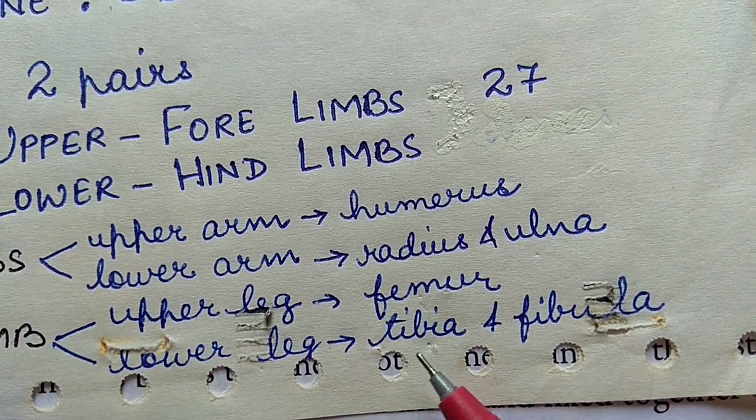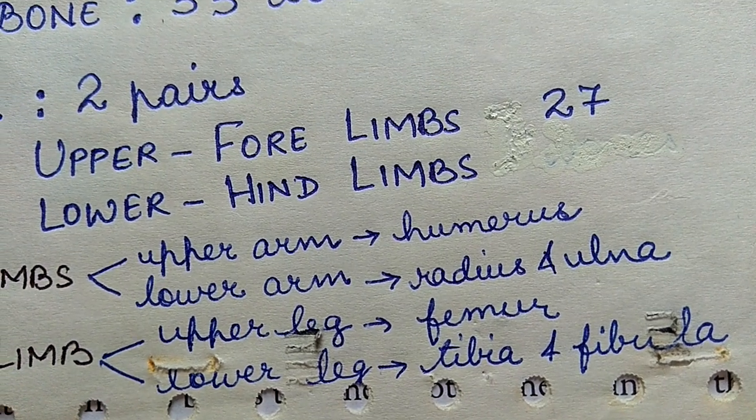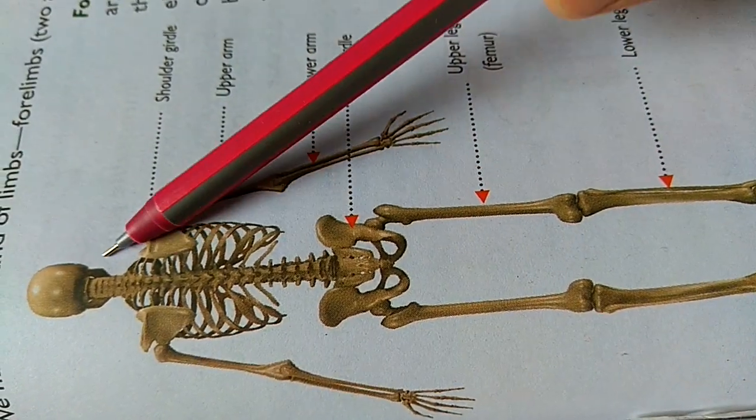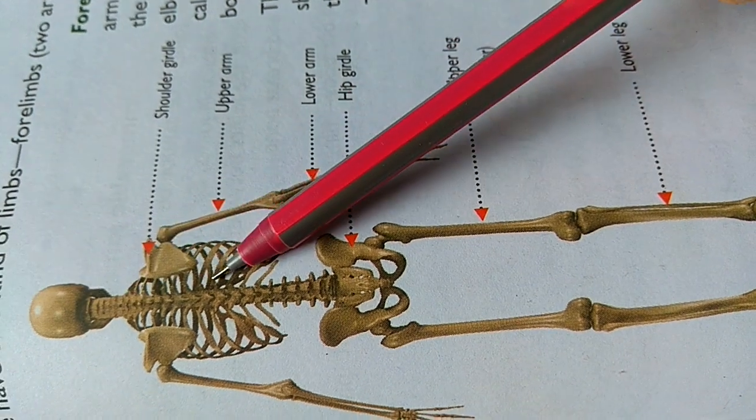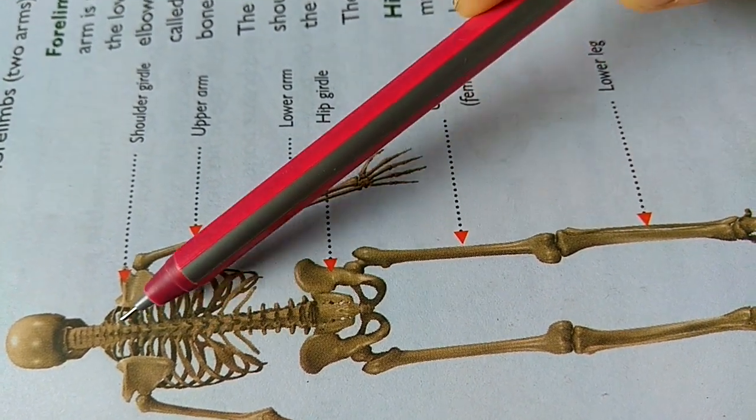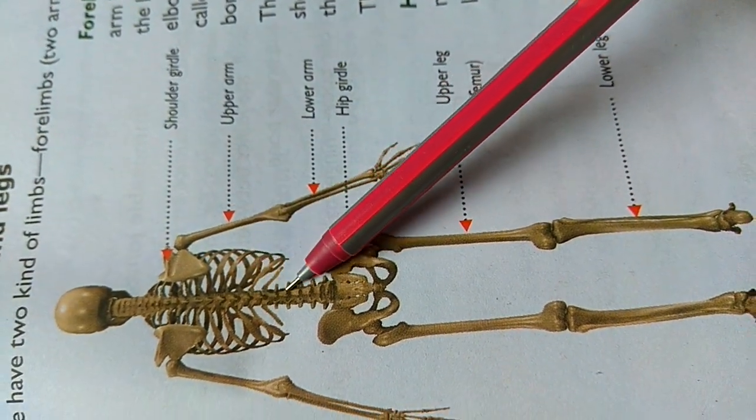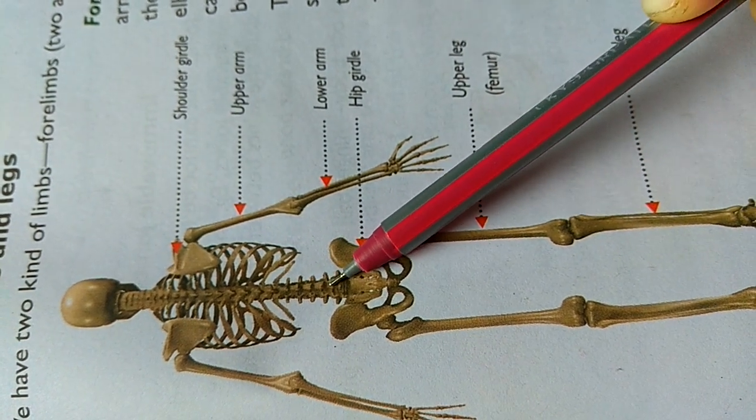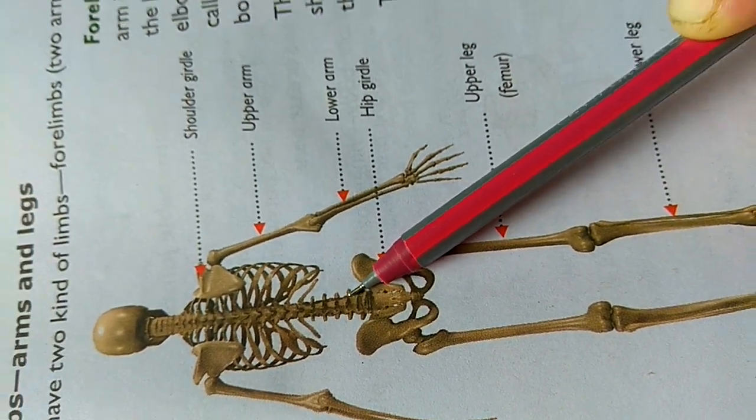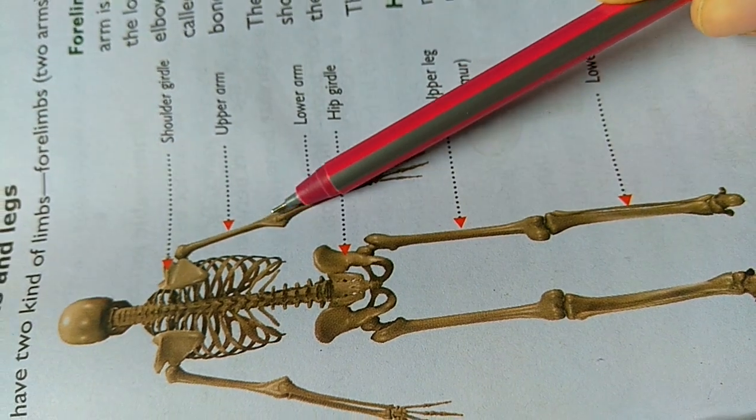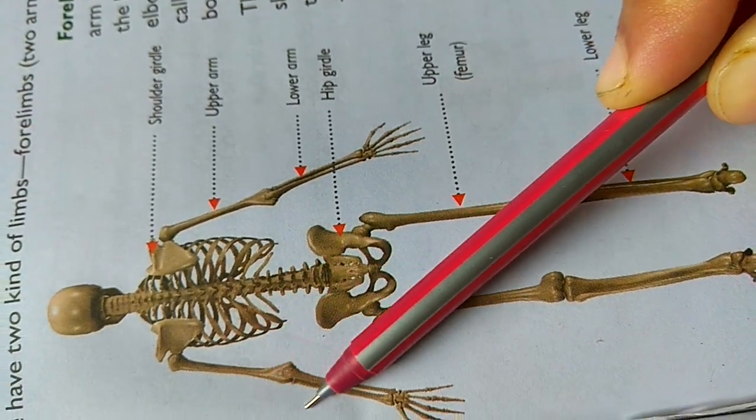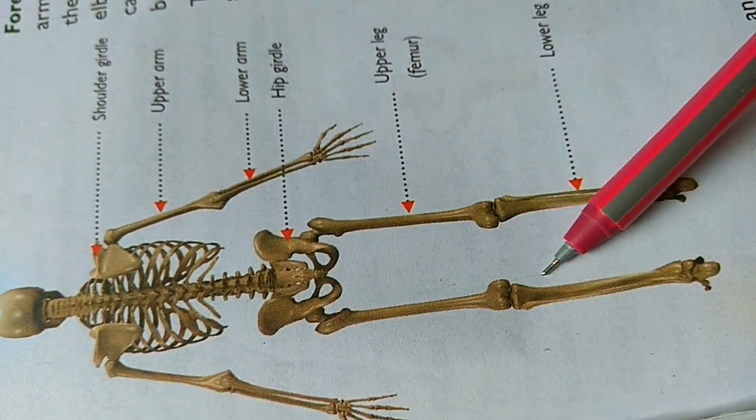So children, let us see the whole picture of the skeleton. This is our skull. This is our rib cage. This one is the backbone. 33 vertebrae are there. Next, see the forelimbs, our hands, and the hind limbs, our legs.